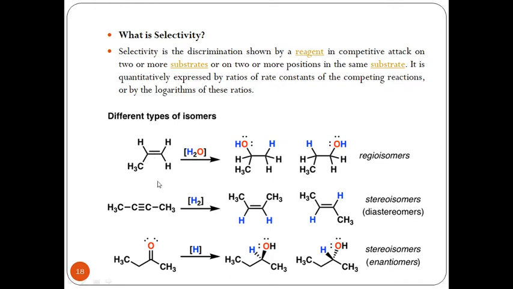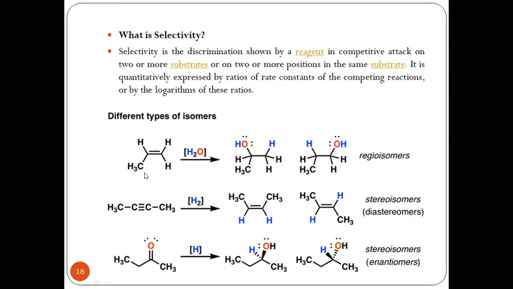Now let us consider this example. I have an alkene system, propene, prop-1-ene. When I react it with water, I will be able to get two regioisomers. Once, the OH will attack the first carbon atom to give an OH on the first carbon, next to the CH3. Otherwise, the OH can attack the second carbon atom, and we can get two regioisomers.